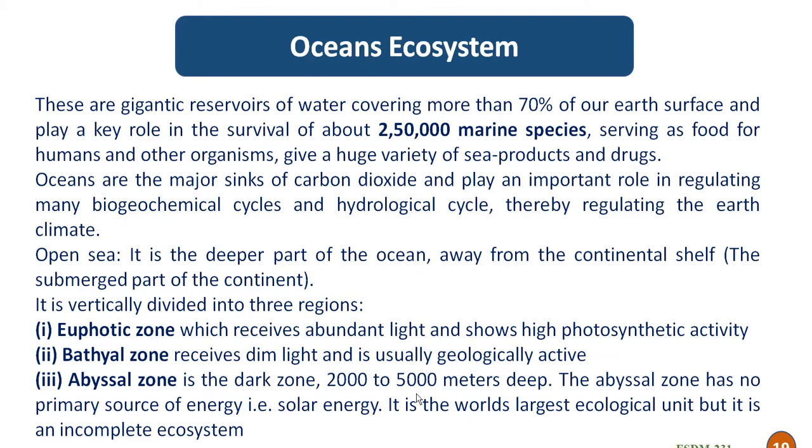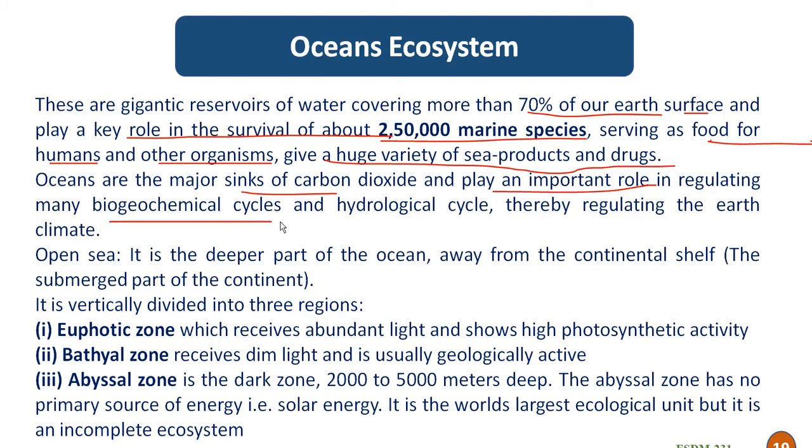Then last is the ocean ecosystem. So this is the marine ecosystem, and these are gigantic reservoirs of water covering more than 70% of our Earth's surface, and play a key role in the survival of about 250,000 marine species, serving as food for humans and other organisms, and giving a huge variety of sea products and drugs. These are resources of various important foods for humans and other organisms. And oceans are the major sinks of carbon dioxide and play an important role in regulating many biochemical cycles and the hydrological cycle, thereby regulating the earth's climate. So the ocean is another important factor regulating the different cycles and the earth's climate.